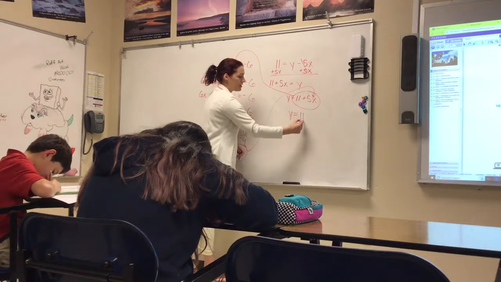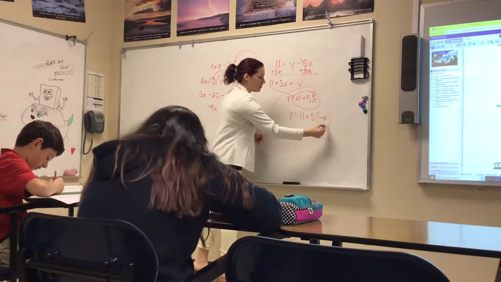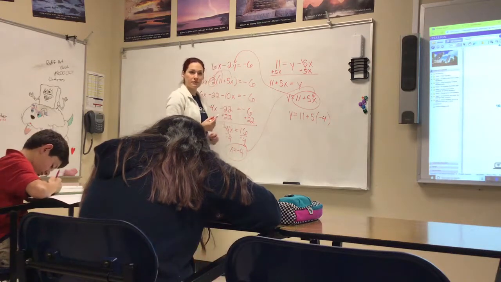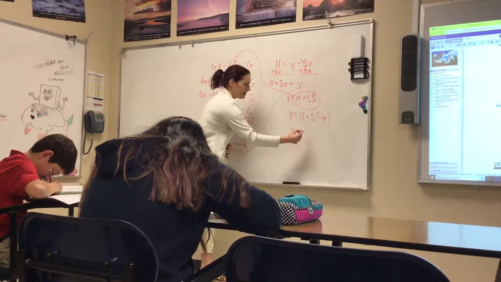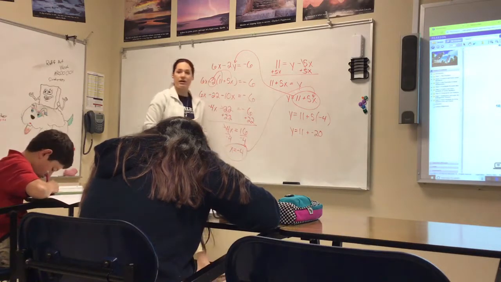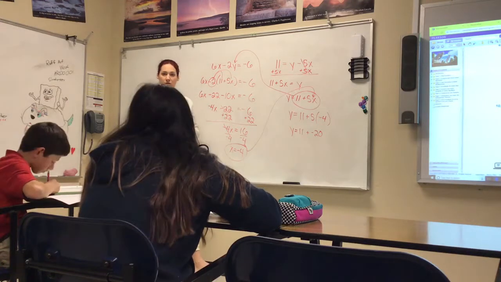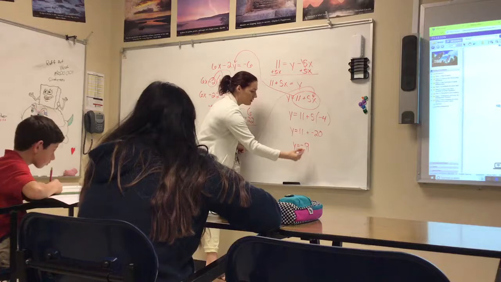So y equals 11 plus 5 times negative 4. Y is equal to 11, and that's negative 20. What's 11 and negative 20? Negative 9. So y equals negative 9.